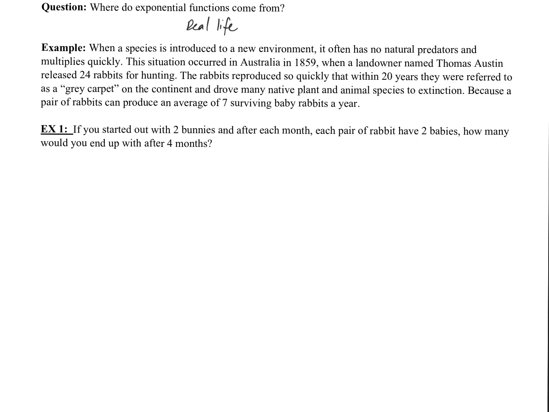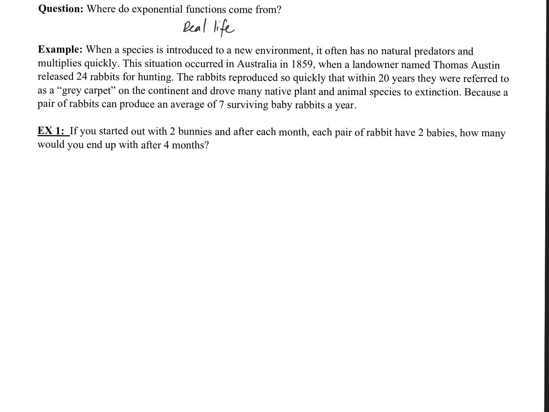This situation occurred in Australia in 1859 when a landowner named Thomas Austin released 24 rabbits for hunting. The rabbits reproduced so quickly that within 20 years they were referred to as a grey carpet on the continent and drove many native plants and animal species to extinction, because a pair of rabbits can produce on average 7 surviving baby rabbits a year.